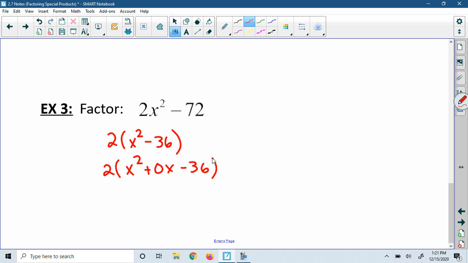Remember, there's really an invisible plus 0x there in the middle. I think this one will be x plus 6 and x minus 6. Don't forget that 2 we factored out. That's still a part of your answer.